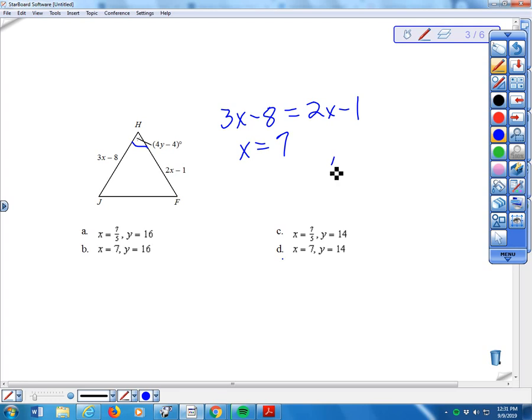So I know 4y minus 4 equals 60. I add 4. Y is 16. Oh, this makes me so mad. I didn't set them equal to each other. I just tried adding them together. Yeah, equilateral means all sides are equal.